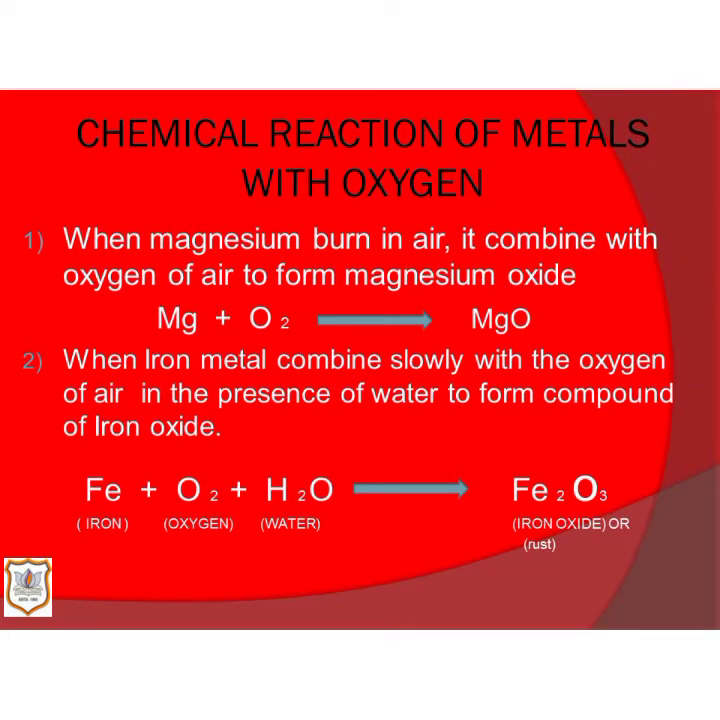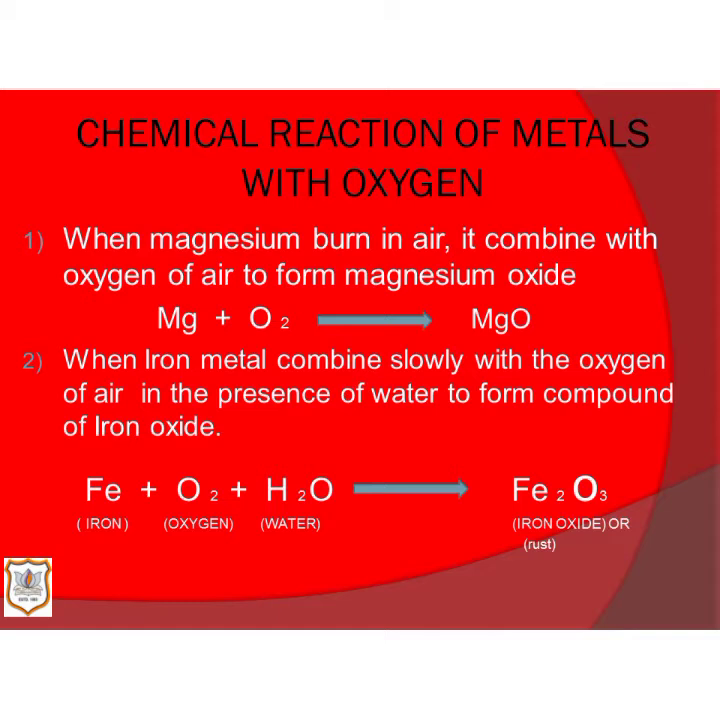The chemical property of reaction of metals with oxygen is clear from the example that when magnesium burns in air, it combines with the oxygen of air to form magnesium oxide, which is basic in nature. That is, Mg plus O2 gives MgO. Mg means magnesium, O2 means oxygen, and MgO means magnesium oxide.